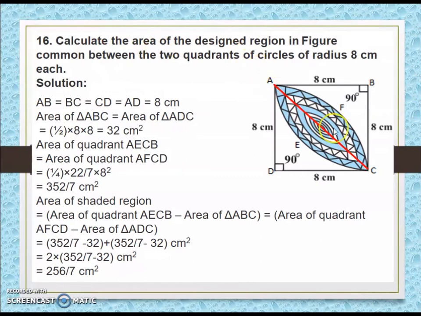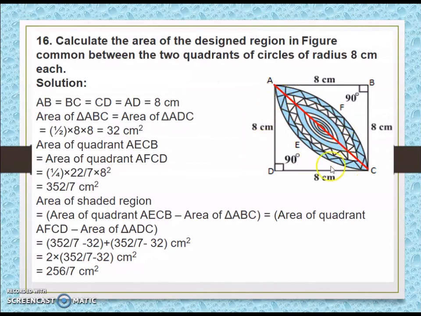Calculate the area of the designed region in the figure, that is common between the two quadrants of the circles. Radius is given as 8 centimeters each. So this is one quadrant, this is another quadrant, and the area of this design you have to find out.